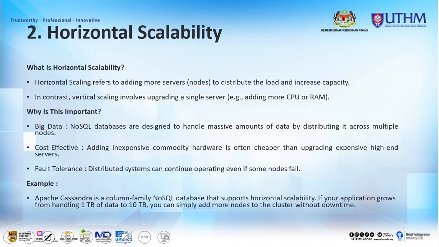Second point, horizontal scalability. What is horizontal scalability? Horizontal scaling refers to adding more servers, or nodes, to distribute the load and increase the capacity of the database. In contrast, vertical scaling involves upgrading a single server, adding more CPU or RAM.